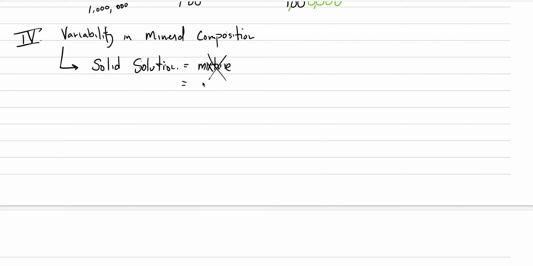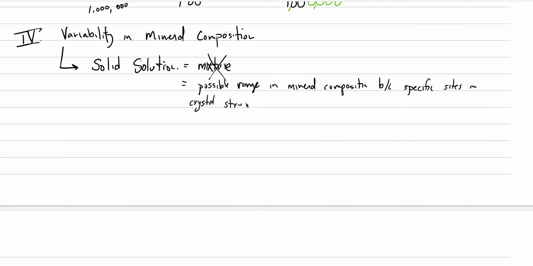Here's the definition. It's a possible range in mineral composition because specific sites in a crystal structure can be occupied by 2 or more ions. That was a lot of words. We're going to write them down together. It's a possible range in mineral composition because specific sites in the crystal structure can be occupied by 2 or more ions.